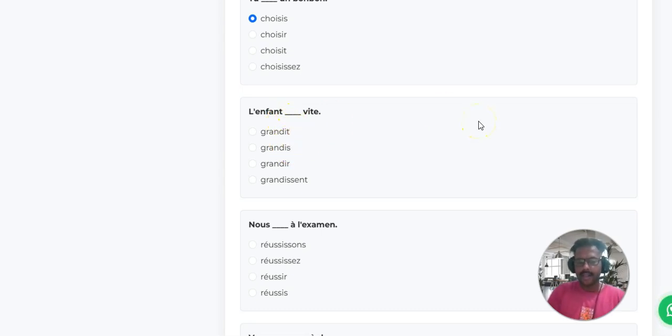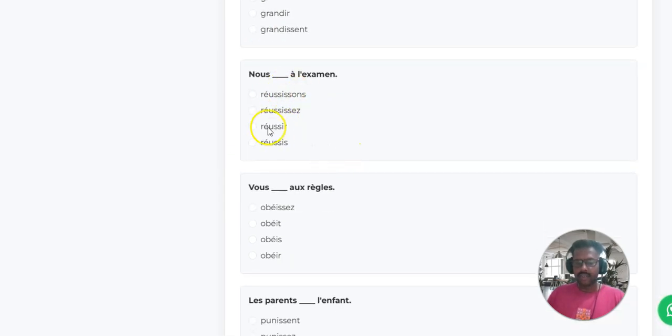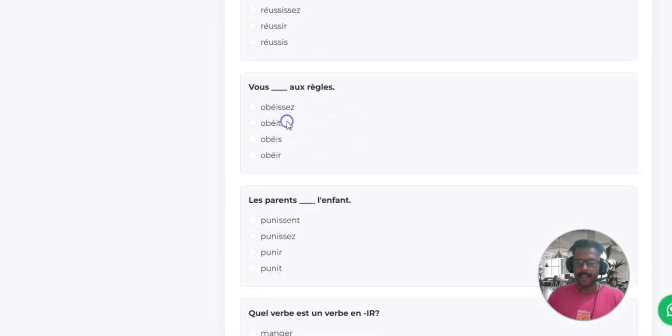L'enfant. Now l'enfant is a troisième personne du singulier. I can say il, prenons il. So with il it is t at the end. The verb is grandir, so grand plus i plus t, grandit. Now the next verb is réussir. With nous, you know that it's ssons. So ssons is the ending that will come with nous, so it's very easy to choose réussissons.